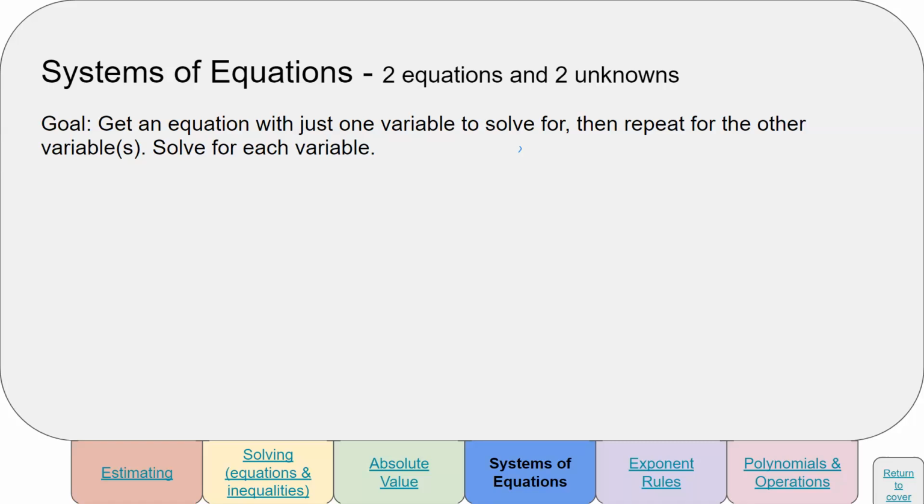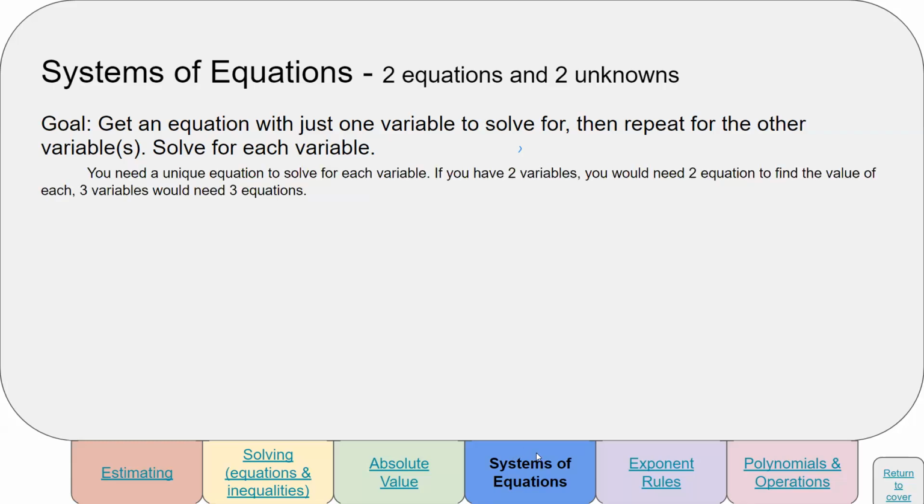There's a couple of ways to do it. In other classes, we could do 3 equations, 3 unknowns. The one thing that you need is a unique equation for each variable that you have. Otherwise, you can't solve the system. All right, which is what it says right there.